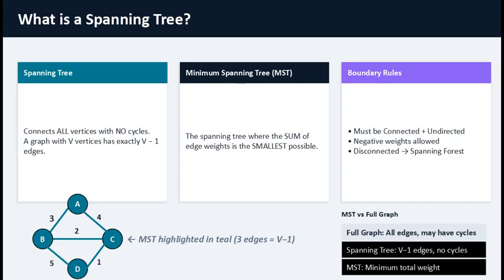A minimum spanning tree, or MST, is the spanning tree where the total sum of edge weights is as small as possible. Keep in mind, the graph must be connected and undirected, though negative weights are perfectly fine for both algorithms we'll study.